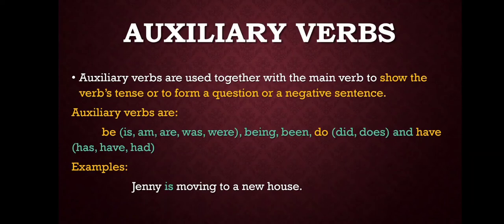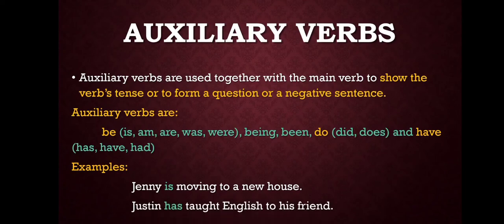If you say "Jenny is moving to a new house," here "is" is an auxiliary verb. Justin has taught English to his friend. So "has" is again an auxiliary verb that has identified the tense, that Justin has taught. The task has been done by Justin, and that task was to teach English to his friend.